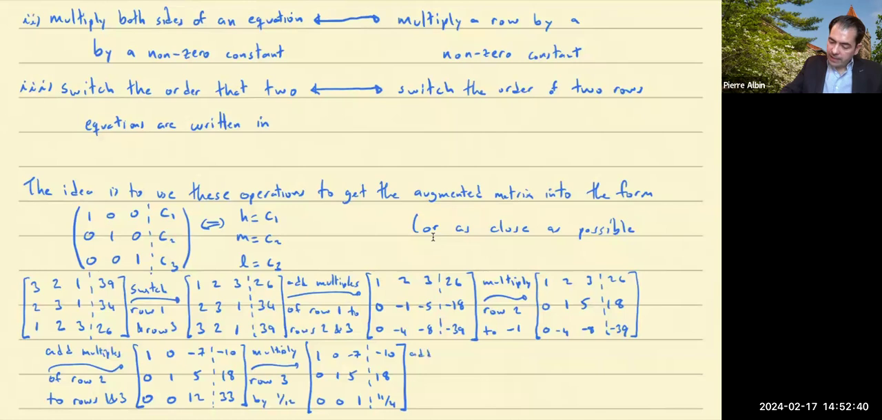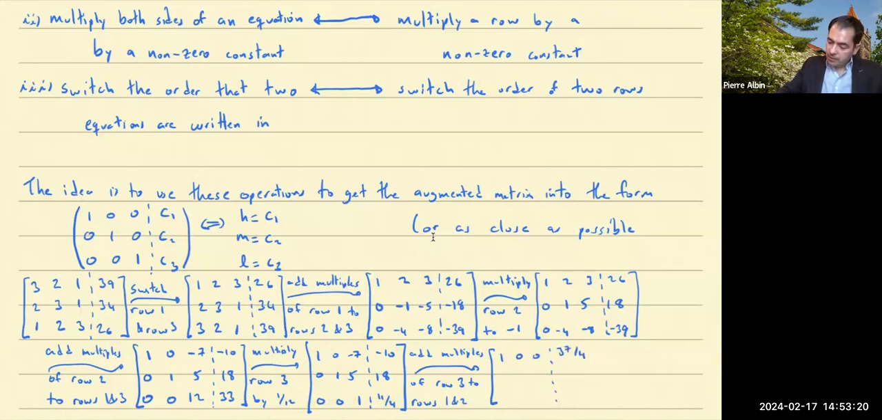Okay, and now I will add multiples of row 3 to rows 1 and 2. Right? Because I have this 1 that I like, but I want the rest of the column to be zeros. So to get rid of this -7, I'm going to multiply this row by 7 and add it to this one. So here I'm going to end up with 1, 0, 0, and then 37 divided by 4.